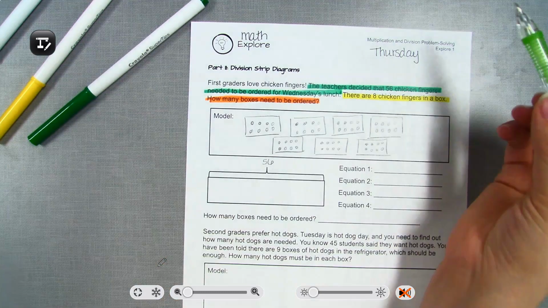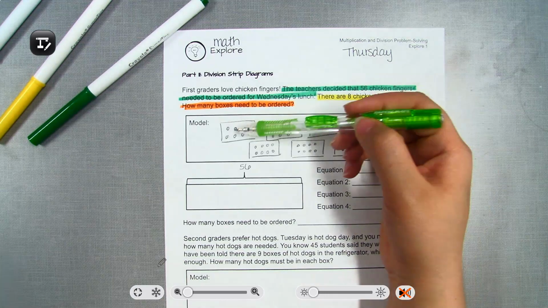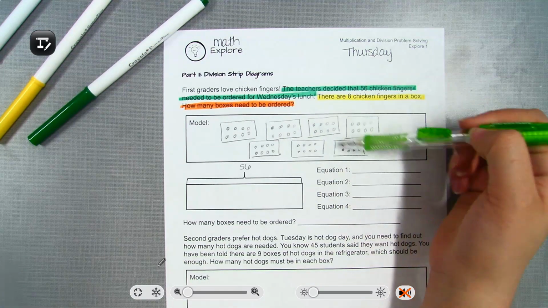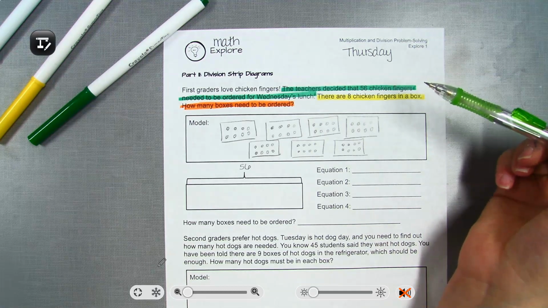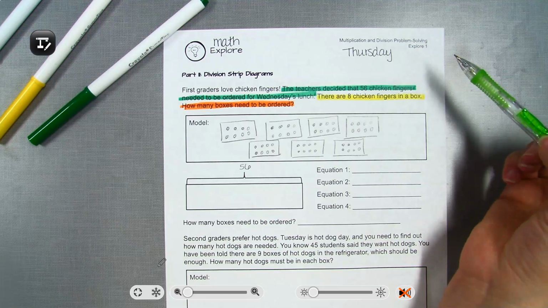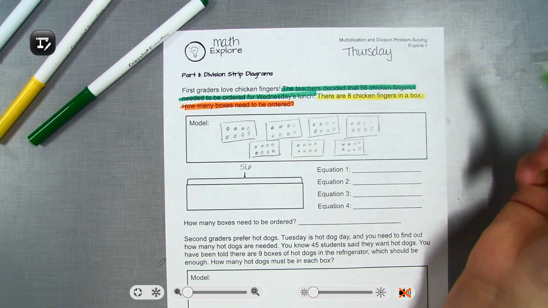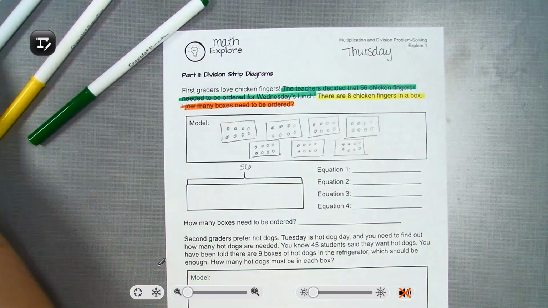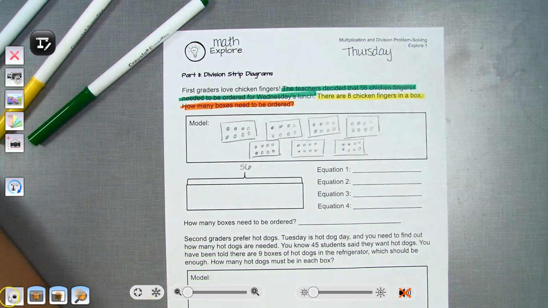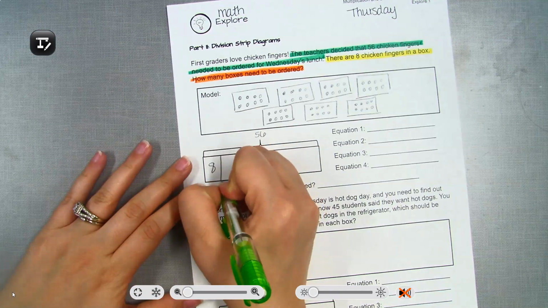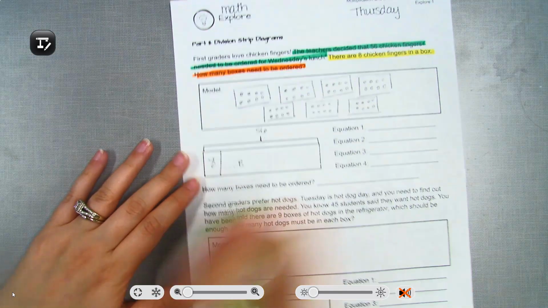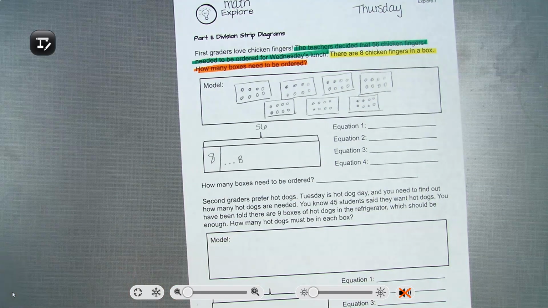So how many did I have to draw? 1, 2, 3, 4, 5, 6, 7. Okay, so I had 7 groups. Okay, hold on one minute. So this should have said 8 and then a blank, because we don't know how many boxes to put. Okay, so how can I write my equation?